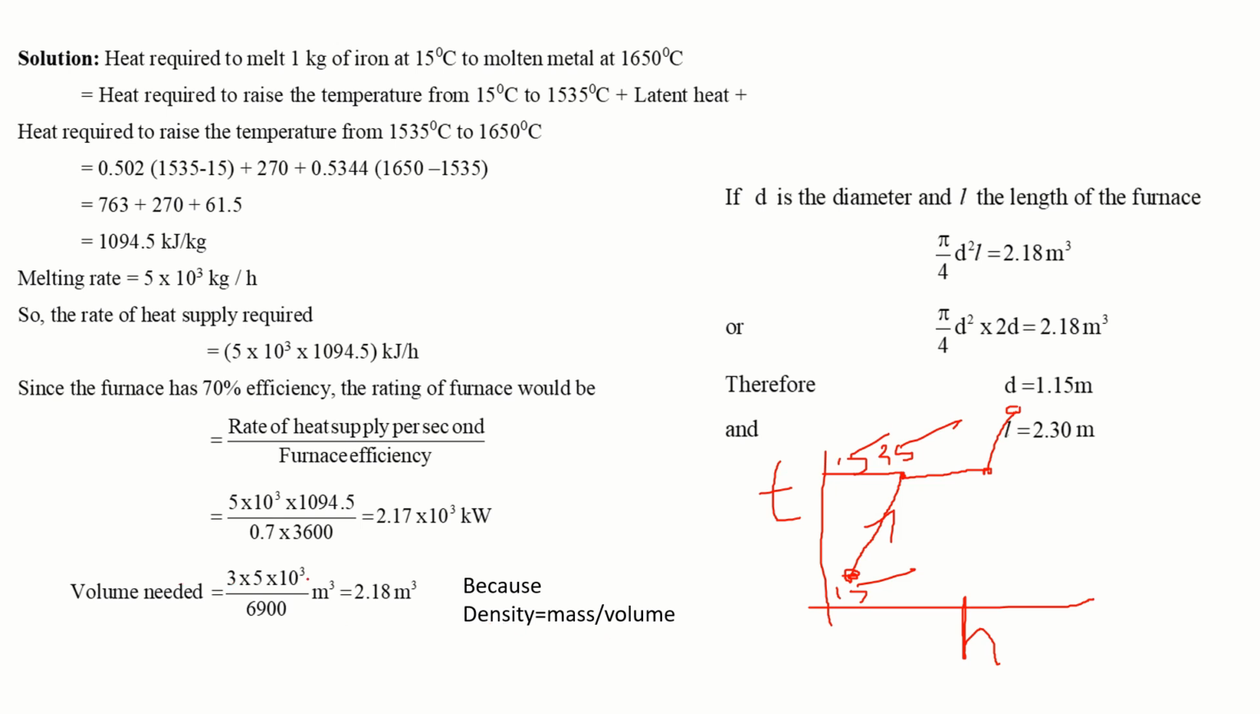So what it says, the volume required is 3 times 5 into 10 to the power of 3, and density is 6900 given. So volume needed is 2.18 meter cube. From this equation you can find out: bring volume over here, mass by density here. Mass you know now, 3 into 5 into 10 to the power of 3, divided by 6900.